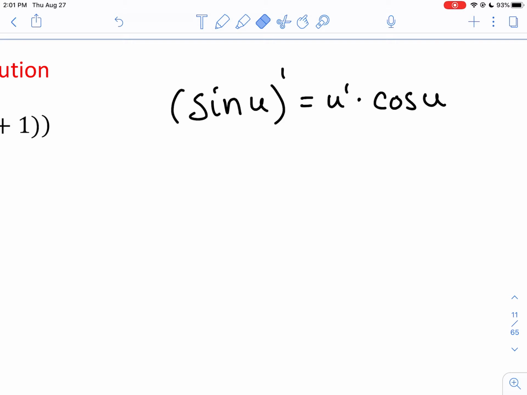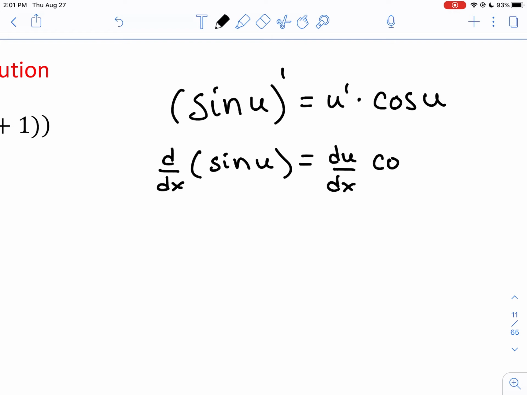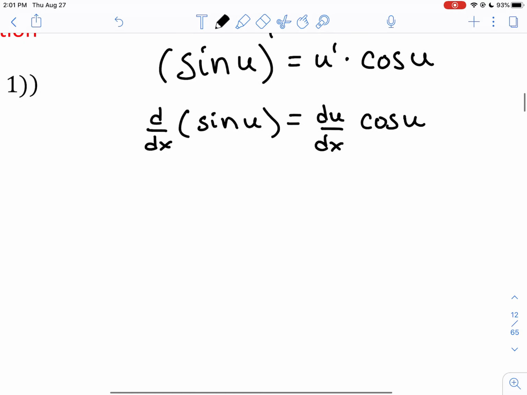Another way of writing this is using Leibniz notation. The derivative with respect to x, so we're going to assume x is the independent variable, of the sine of u. And because this letter and this letter don't match, we have to make a general assumption that the u stands for some unknown function of x. And we would get the derivative of u, which in Leibniz notation is du dx, and then times the cosine of u. So this is communicating the same thing, just using Leibniz notation.